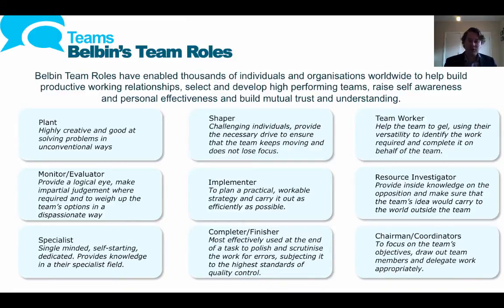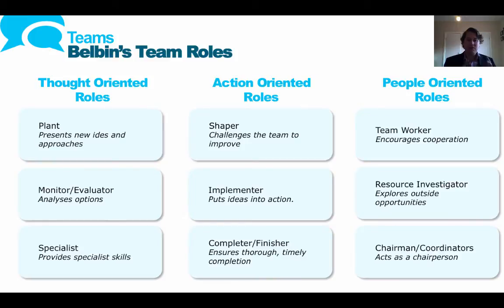So how does that all look? Well, it's broken down into thought-oriented roles, action-oriented roles, and people-oriented roles. So our thought-oriented roles, they're our plants, our monitor evaluators, and specialists who are all about thinking about the ideas. Our action-oriented roles are the people who are getting stuff done. Our shapers, our implementers, our completer finishers. And our people-oriented roles focus on people, focus on the soft skills. So encourage cooperation, acting as the chairperson, and exploring those opportunities. So that's how they're broken down.